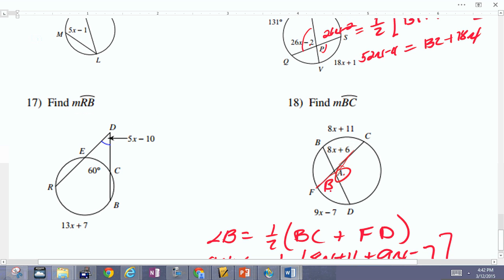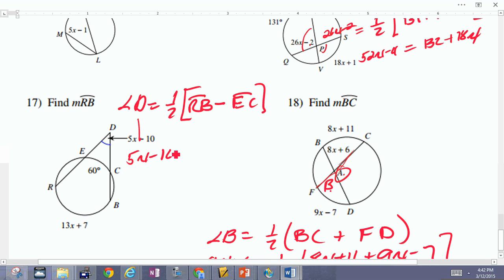Let's just do one last problem here. Angle D. Angle D is an exterior angle. Exterior angles are half the difference of the furthest arc, which here is RB, minus EC. Write down the formula. Once you write down the formula, just plug in the pieces you have and solve for what is asked for. So we say here, this is 5x minus 10 is equal to 1/2 of 13x plus 7 minus 60.